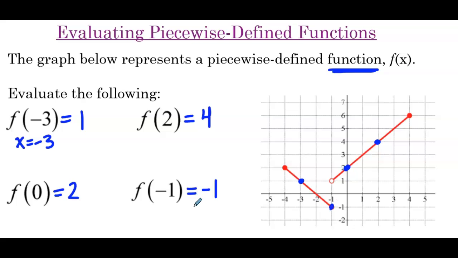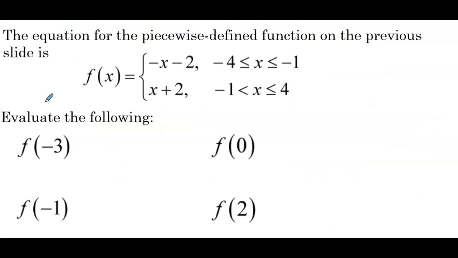So now that we've evaluated this piecewise function graphically, how would we do it algebraically? The equation for the piecewise-defined function on the previous slide is f of x equals, a curly bracket, negative x minus 2 on the domain negative 4 is less than or equal to x, which is less than or equal to negative 1, and x plus 2 on the domain negative 1 is less than x, which is less than or equal to 4. So this is what a piecewise-defined function looks like algebraically, where we have a defined function on a restricted domain.